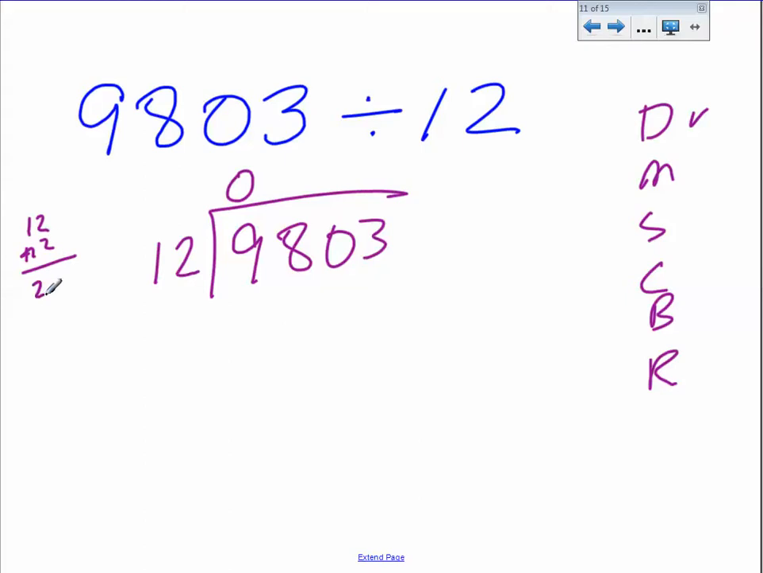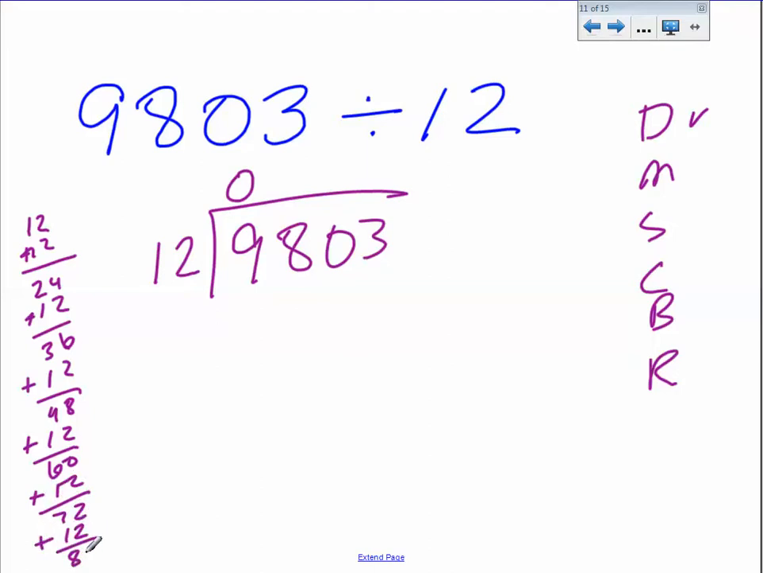Well, 12 plus 12 is 24, plus 12 is 36, plus 12 is 48, plus 12 is 60, another 12 is 72, another 12 is 84, and another one is 96. Obviously, if I go any higher, it's going to be bigger than 98, so I need to stop and count how many 12s got me to the biggest number I can without going over 98.